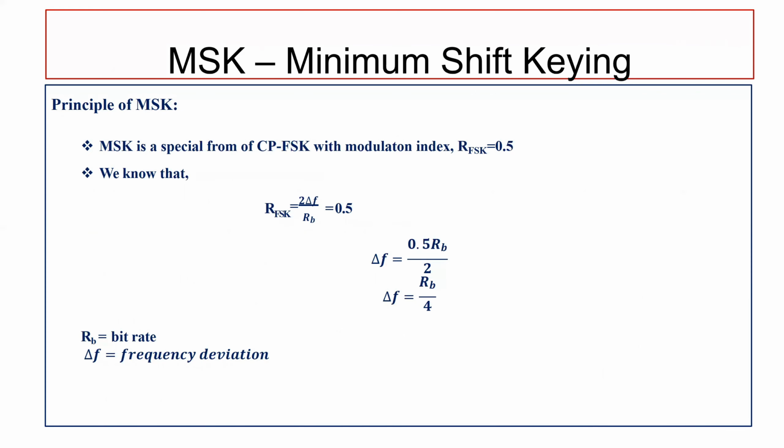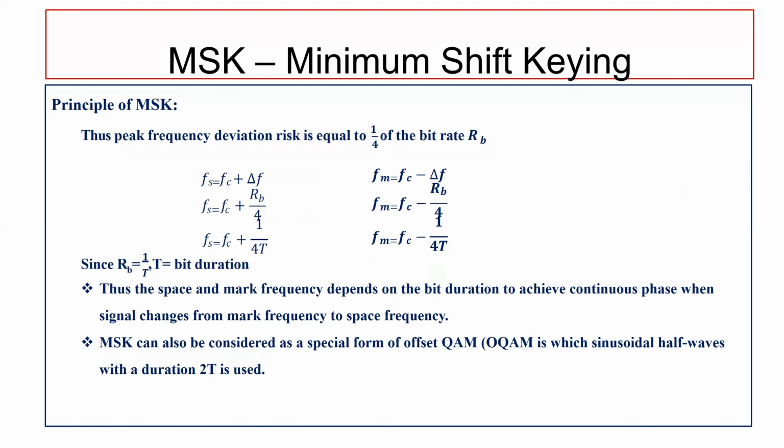So we know that the modulation index of that particular FSK should be 2 del f by RB, and it should be equal to 0.5. So what should be the del f? It is nothing but the frequency deviation, which can be written as 0.5 RB by 2. So del f is equal to RB by 4. So that the frequency deviation will be varying from plus 1 by 2 del f to minus 1 by 2 del f. So Fc plus del f, so the value is equal to Rb by 4.